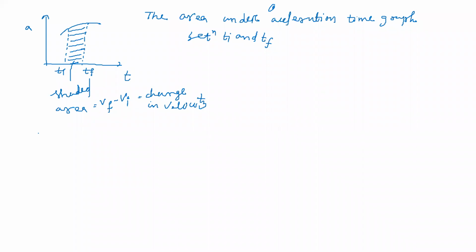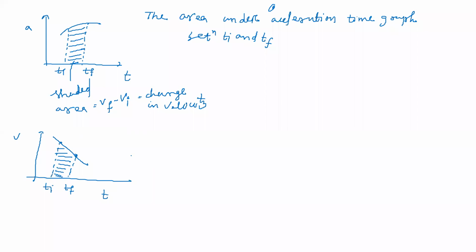Drawing another graph, the velocity time graph, because I want to find the displacement. This is velocity and this is time. Let this be the line, and from this to this, what is the displacement? Let this time be Ti initial and let this time be T final. And this is the shaded part of the area.